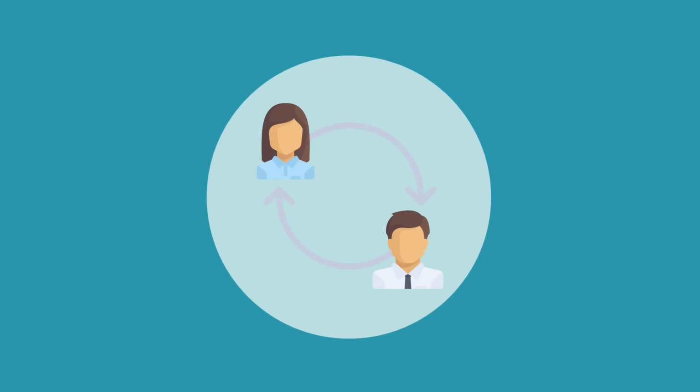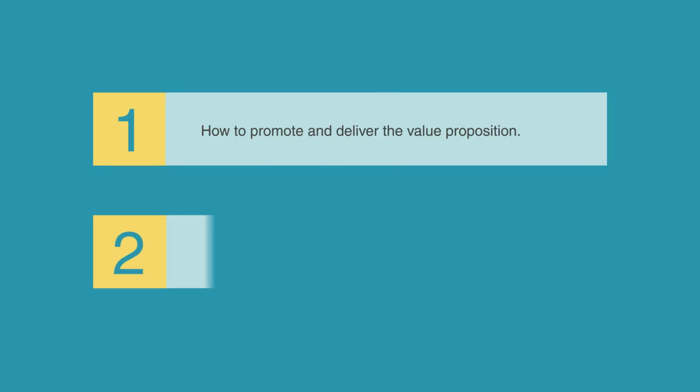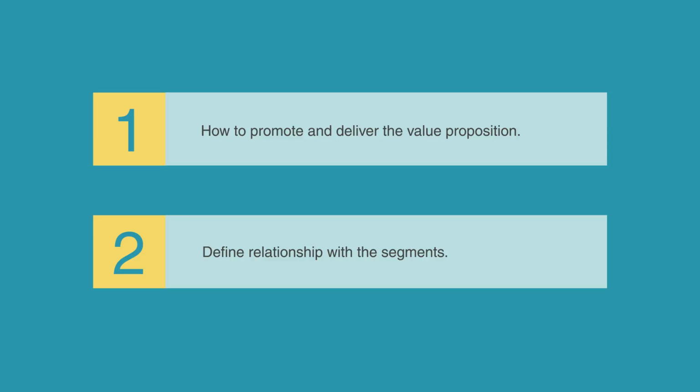Through these two dimensions, we will explore how to transmit this value to various target audiences. Firstly, you must identify for each customer group which channels of communication, distribution, and marketing you will use to promote and deliver the value proposition. Next, define what relationship you will keep with the different segments.